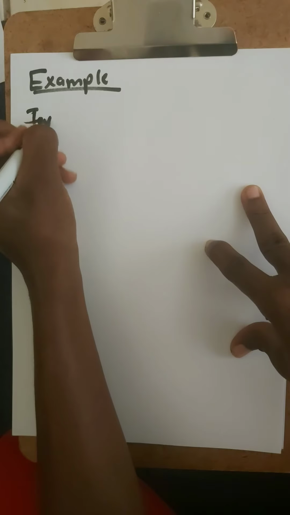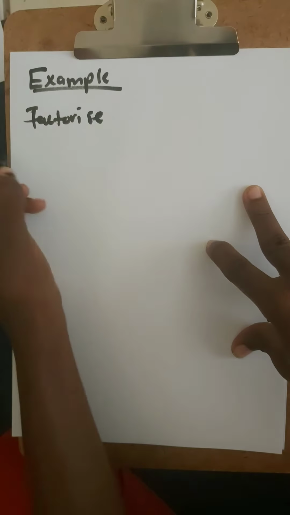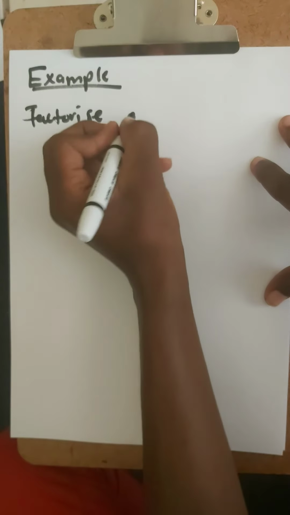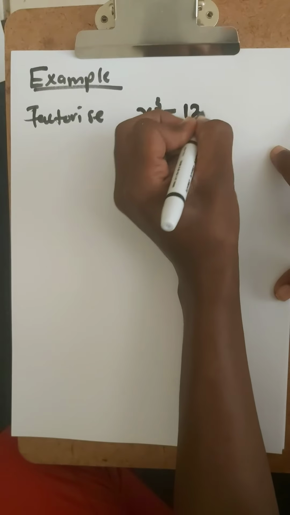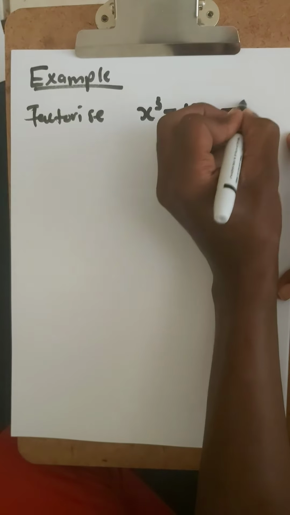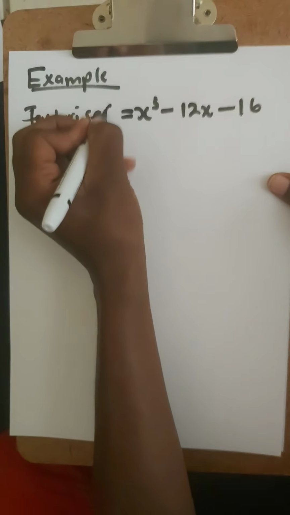Let's say now this example: factorize x cubed minus 12x minus 16. To find the factors, let's say I don't know if there is a factor of f of x. So you can just use your calculator. For example, you check numbers.